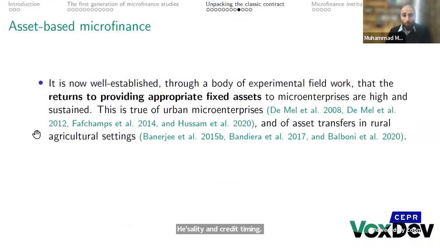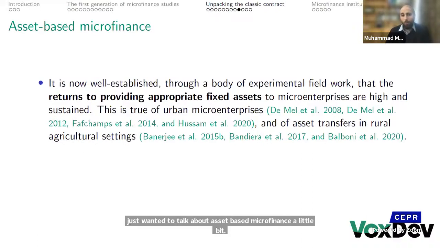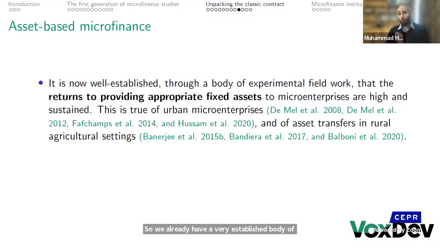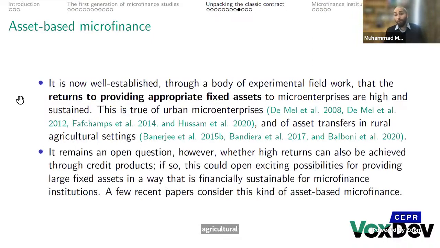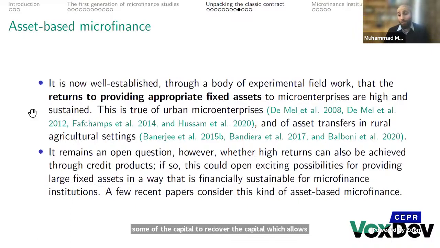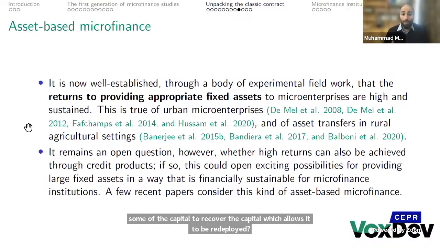Finally, just wanted to talk about asset-based microfinance a little bit. So we already have a very established body of literature which shows that providing appropriate fixed assets to micro enterprises can lead to high and sustained returns. And we see this both with urban micro enterprises, but also asset transfers in rural agricultural settings. The question for policy really is, it's obviously very expensive to just provide people with assets. It can often cost thousands of dollars. The question is, can one use credit contracts to recover the capital, which allows it to be redeployed? So this is an exciting area of the microfinance literature now, which is asset-based microfinance.